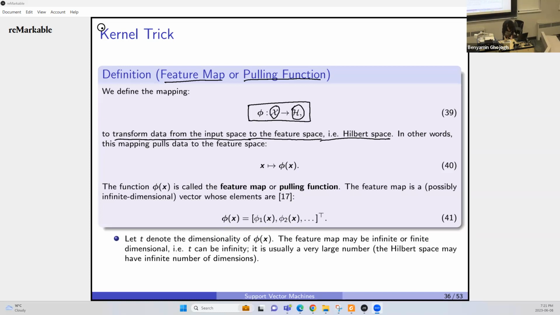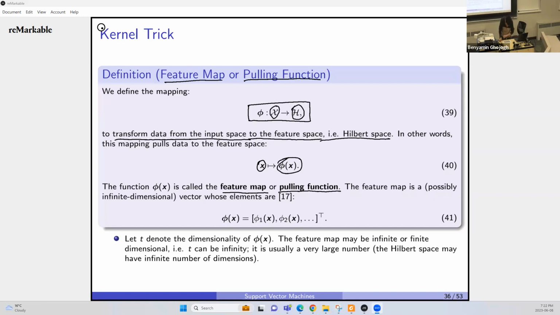So this is a map where we have X, and it is mapped to phi of X. This function phi of X is called the feature map or pooling function. Why is it a pooling function? Because it is pulling data from the input space to the feature space.